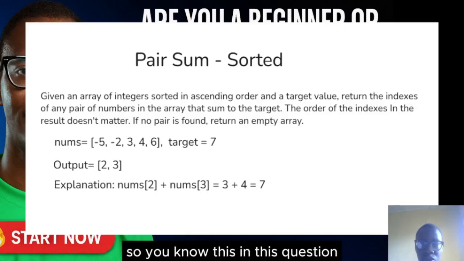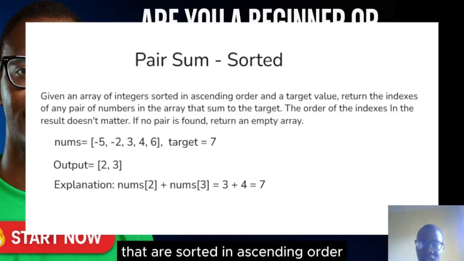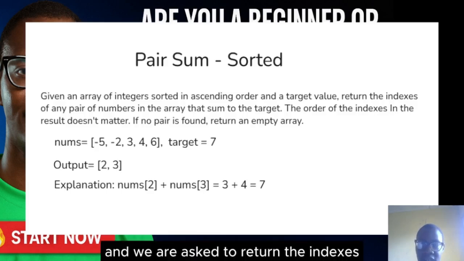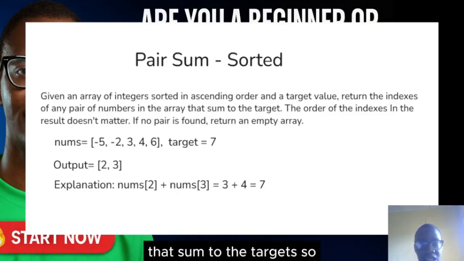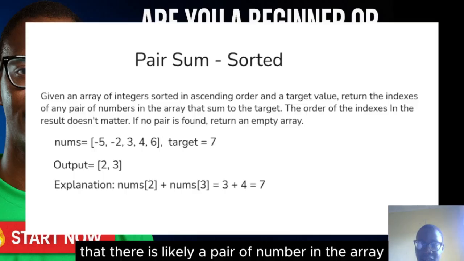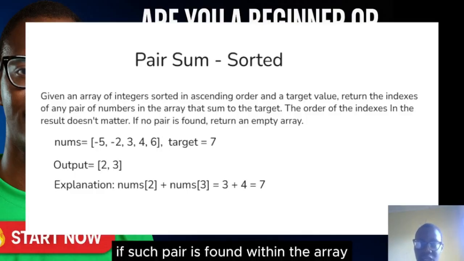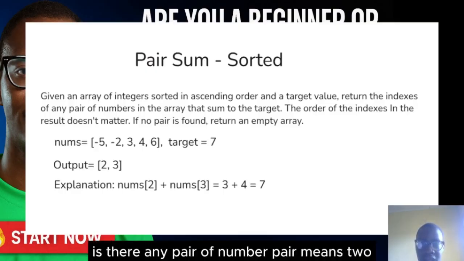So, in this question, we are given an array of integers sorted in ascending order and a target value, and we are asked to return the indices of any pair of numbers in the array that sum to the target. So this means that there is likely a pair of numbers in the array that sum up to the target. If such a pair is found within the array, we return the indices of that pair. You understand?